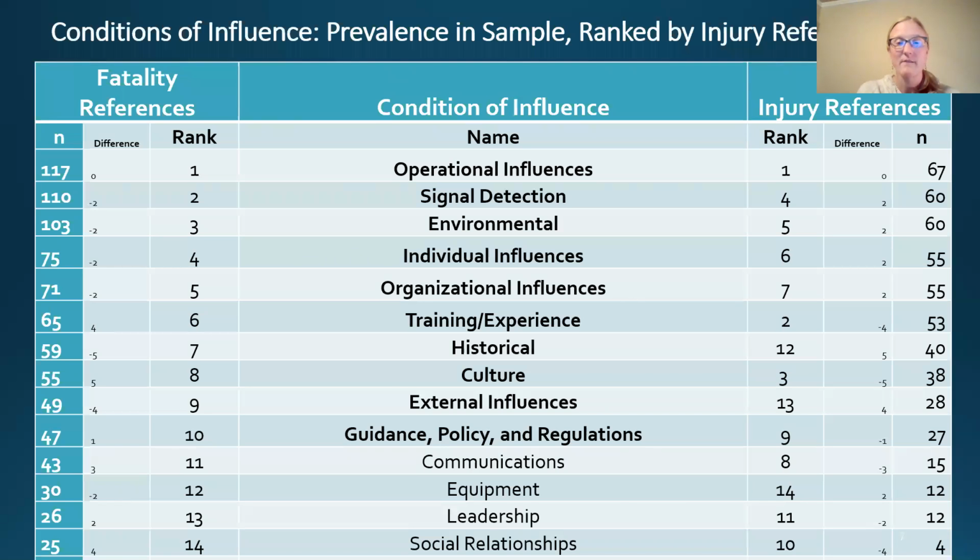This is just one of the many tables from their analysis. We see here conditions of influence are ranked by prevalence, both for the fatality events on the left and the injury events on the right. You can see, for instance, that operational influences in the middle top rank number 1 for both fatalities and injuries. This means that the most common underlying condition for the top 3 accident types were categorized as operational influences.